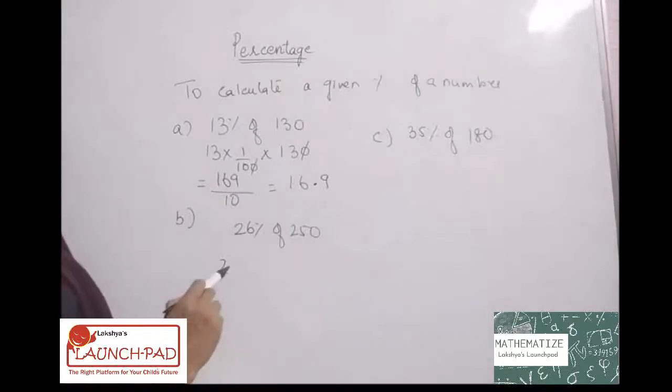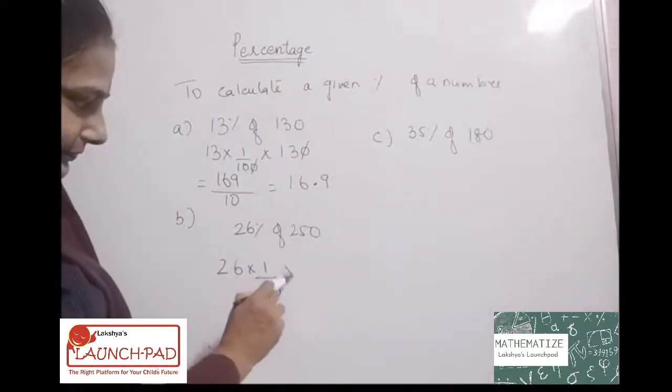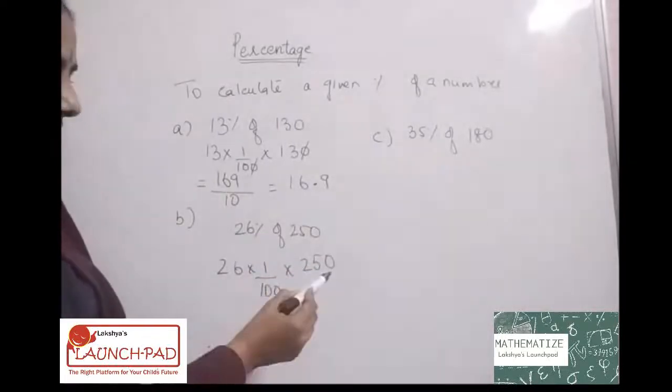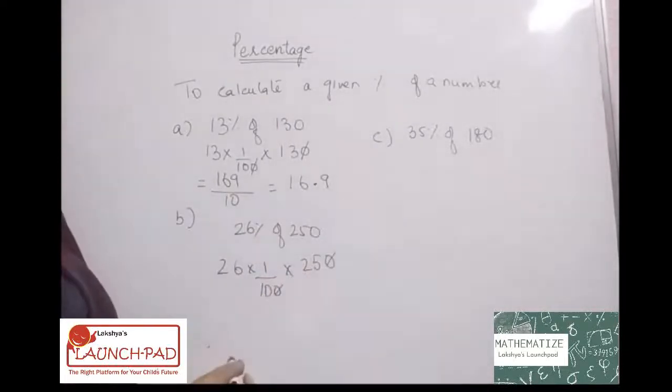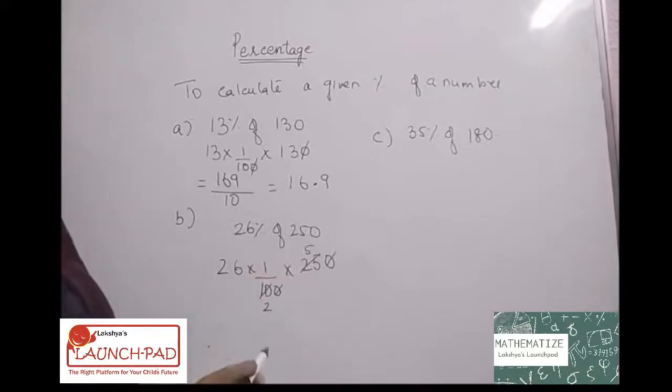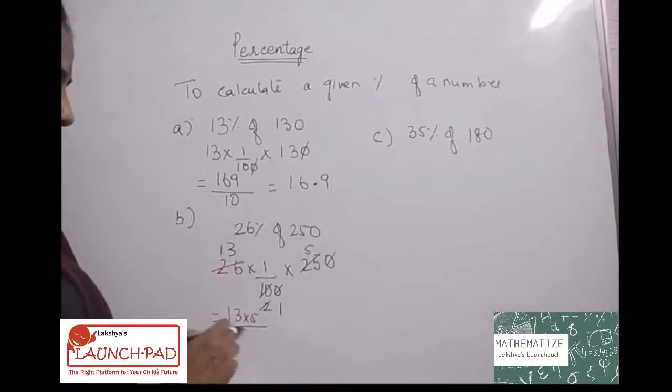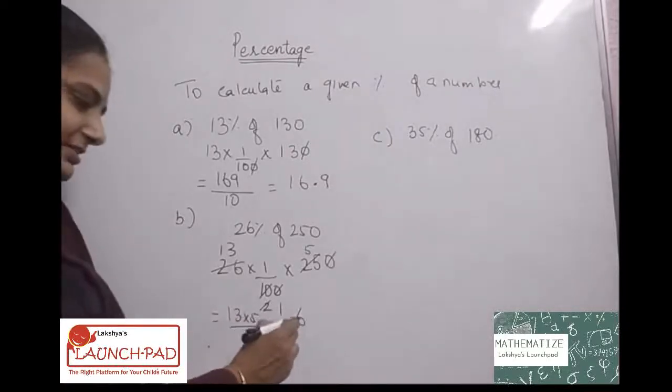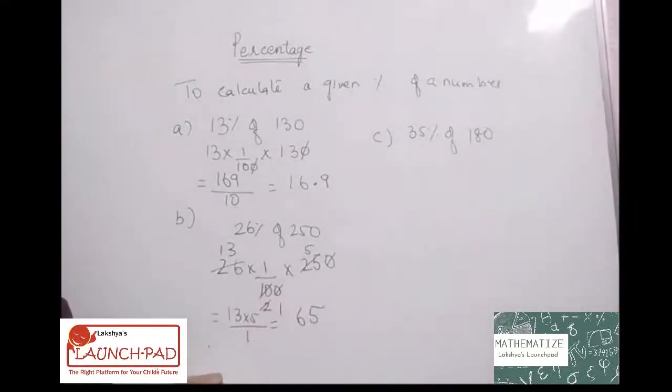26 into 1 by 100 into 250. Good. We can cancel out the 0 in 250 and 100. So 5, correct? Yes, ma'am. Now, 26 and 2, both are even numbers, so you can cancel by 2? Yes, ma'am. 2 ones are 2, 2 thirteens are 26, 13. Now, numerator, what is there? 13 into 5. Denominator, 1. So, what is 13 into 5? 65, ma'am. Correct, 65. Understood?